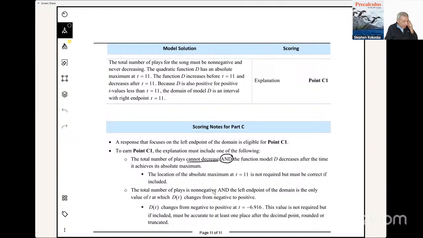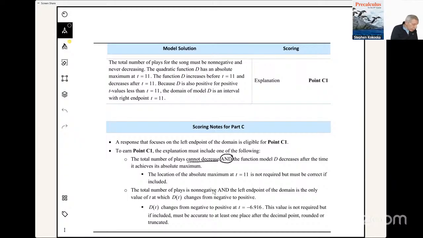1 point for the explanation, which is very similar to what we just did. There are some scoring notes here. A response that focuses on the left-hand endpoint of the domain is eligible. You'll notice that it's eligible. So some students might quickly find that t equal to 11, but they also might take a look at, well, what's going on on the left-hand side? Where does that function D dip down below the x-axis, for what value of t, and it will be negative. I think it was about -7, -6.9.